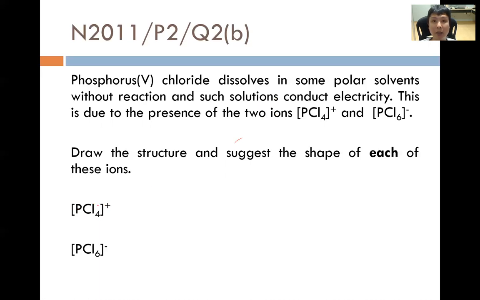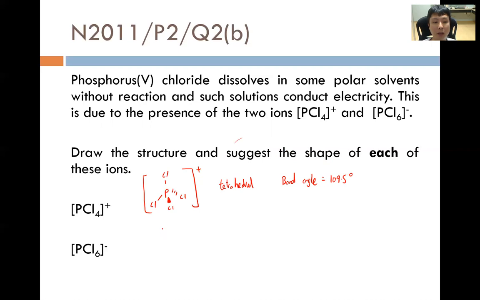Chlorine is in group 7, hence it needs to form 1 covalent bond. Hence, the bonding of the phosphorus will be like this, whereby there are 4 electron domains around the PCl4+ cation, and the shape will be tetrahedral, because there are no lone pairs of electrons around the phosphorus. Although they only ask to suggest the shape of these ions, my recommendation is to also add in the bond angle, which is 109.5 degrees, representative of a tetrahedral shape.